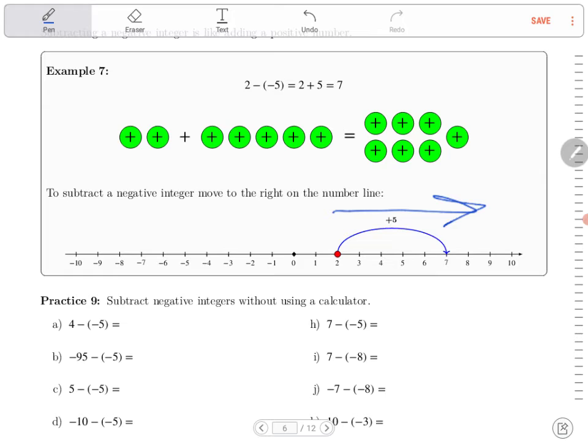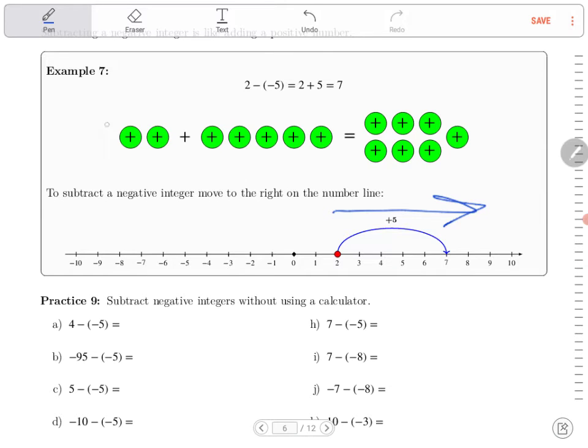So it sounds like there's a lot of subtraction going on here, right? We're talking about subtracting and we're talking about negative, so it sounds like we're decreasing. Actually, we're increasing because we're subtracting a negative. We're taking a negative away. So when we take away a negative, we produce an increase in the value of the integer.